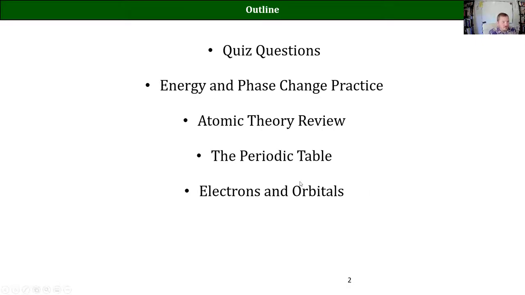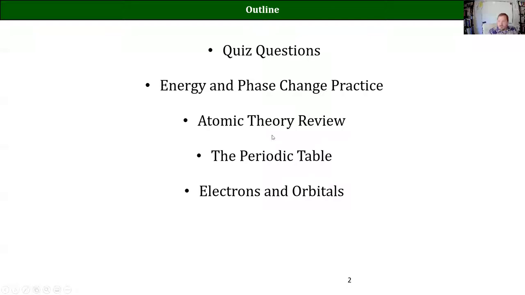As promised, we'll start with a bit of a review and practice when it comes to energy and phase change. Talk with some quiz questions, and then we'll start looking at atomic theory and some of the evidence that led the early chemists, the chemists before chemistry was really a term, to put forth the hypothesis that atoms existed.